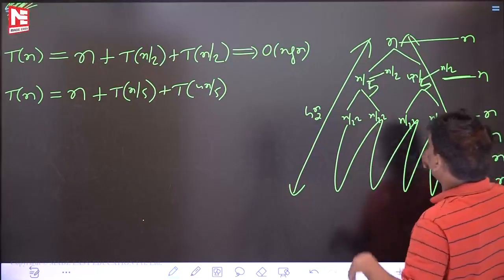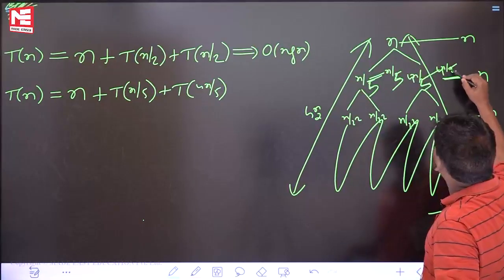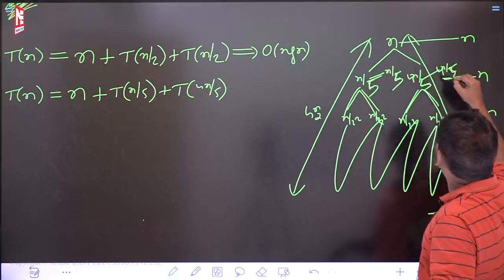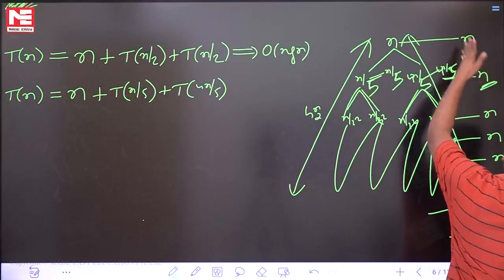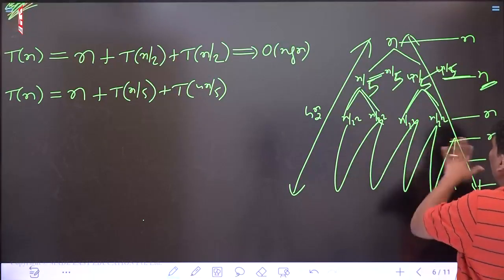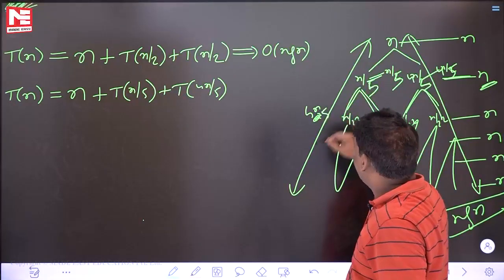In the next level, if you see, n/5 will take n/5 time, 4n/5 will take 4n/5, it's okay. It divides into two parts. If you add these two, n/5 and 4n/5, again n will come. So first level, second level, third level, everywhere n will come. Every level cost is the same. But one thing, left always divides by 5, so log n base 5 will come.